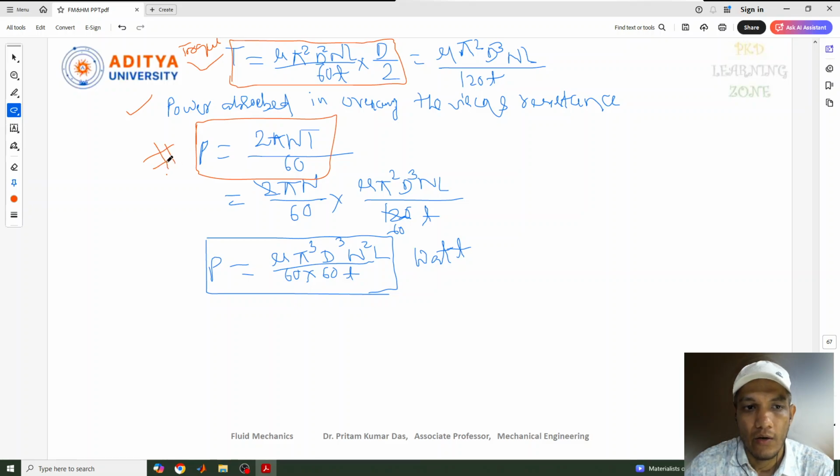Here, if you see, these are the constant terms, 2 pi n by 60. The torque term we again need to identify. So the torque, to identify this one, is shear force into the radius. So again we need to calculate the shear force. If you go in the backside also, we are going to get the same.